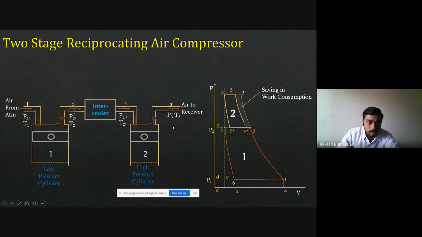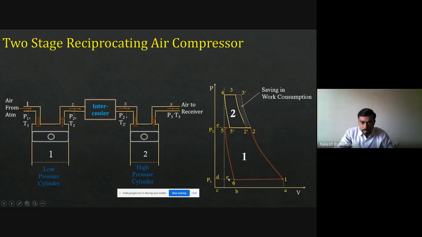Now it's on the slide. This one is cylinder one, the low pressure cylinder. This one is cylinder number two, the high pressure cylinder. Air comes in from the atmosphere into cylinder one at pressure P1, temperature T1. It gets compressed, pressure increases from P1 to P2, temperature increases from T1 to T2. It goes to the intercooler, where it gets cooled and the temperature gets a little bit lower, and then it is supplied to the higher pressure cylinder, where it is compressed again and delivered to our receiver.